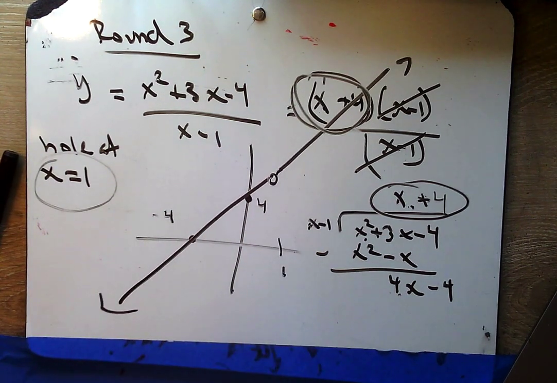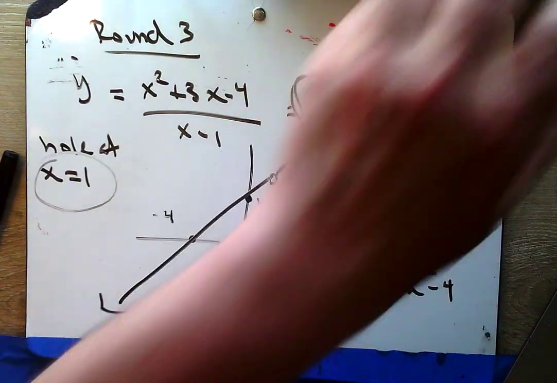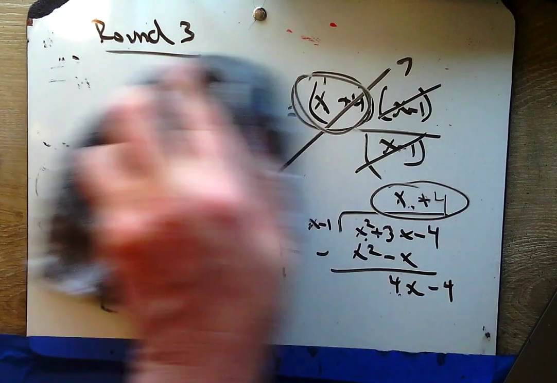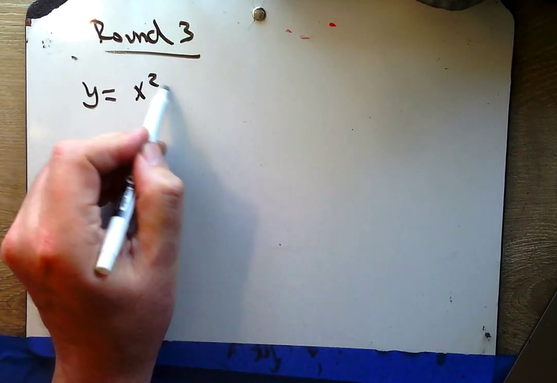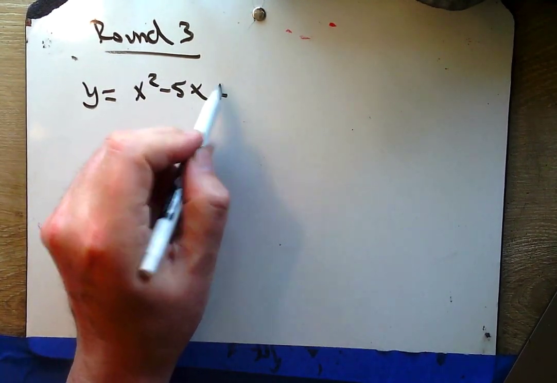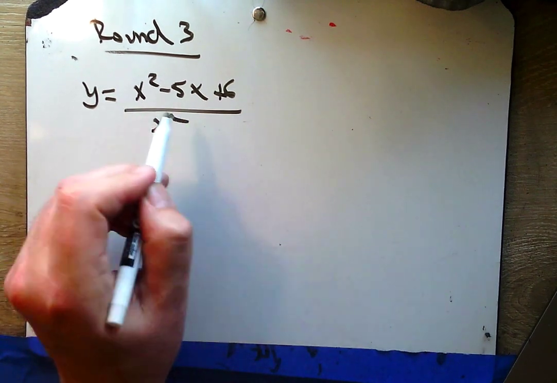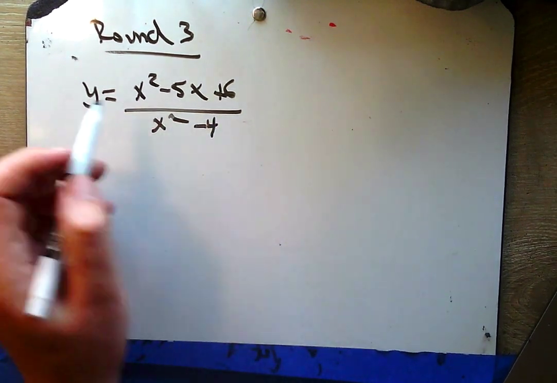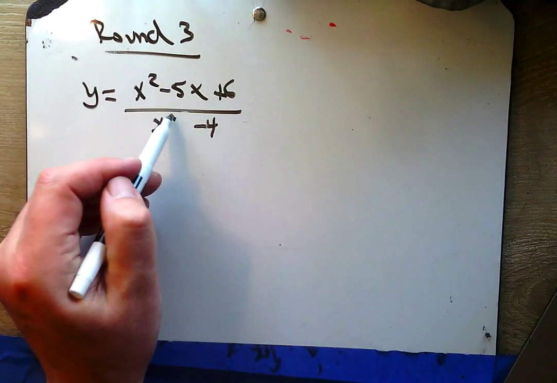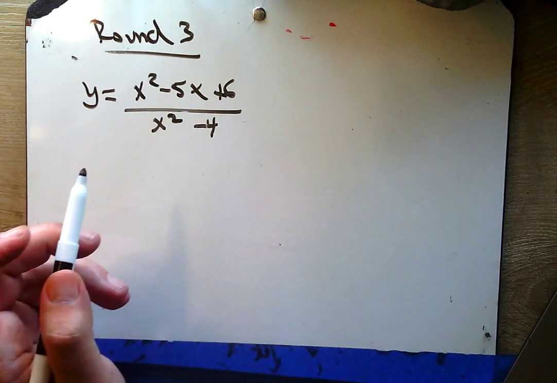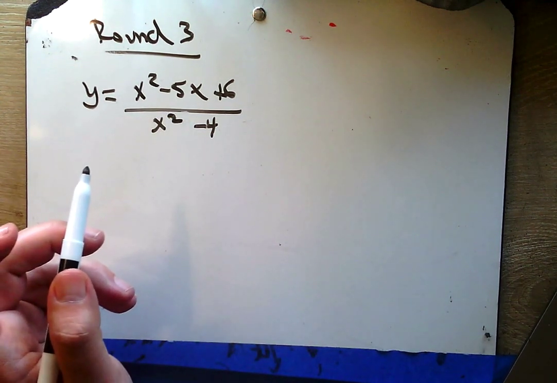All right, how about number 8? Let's take a look at 8. 8 says y equals x squared minus 5x plus 6 over x squared minus 4. Okay, give this one a try. Can't wait to find out how it goes for you.